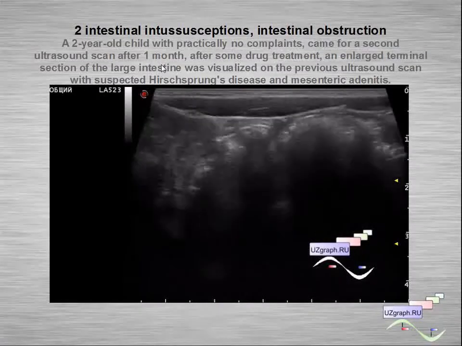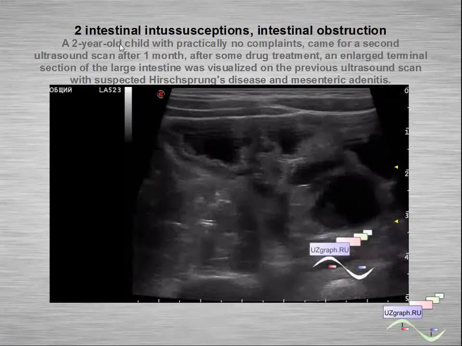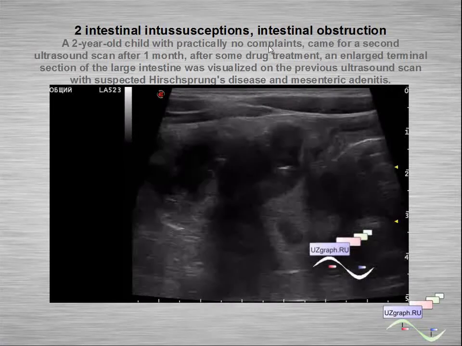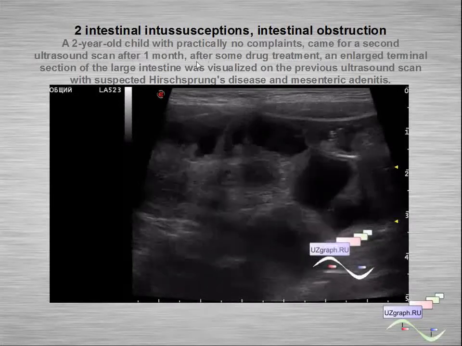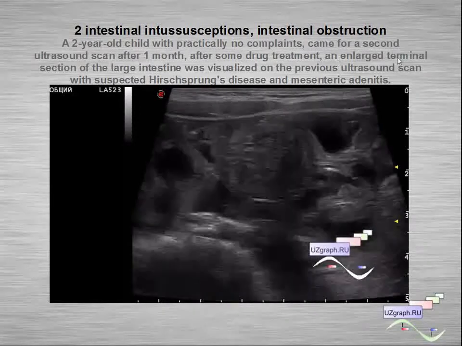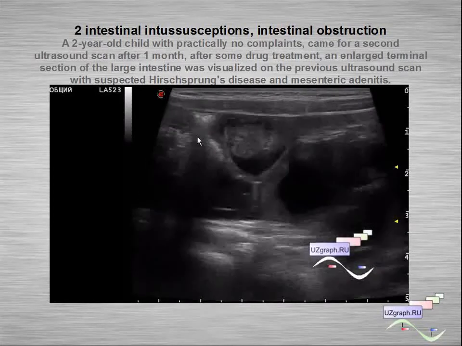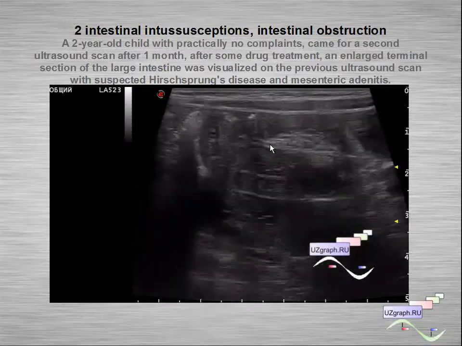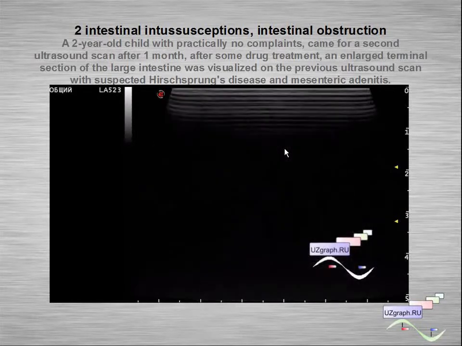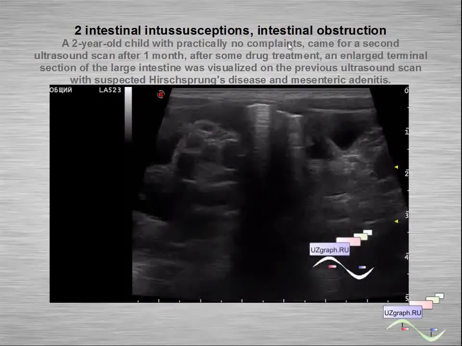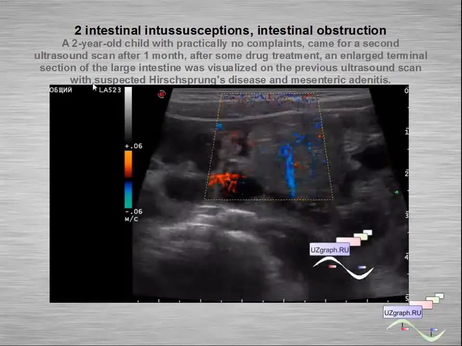And this is another case, a 2-year-old child, practically with no complaints, who came for a second ultrasound scan 1 month after some drug treatment, and we can see enlarged dilated loops of intestine with anechoic content and target sign, intestinal intussusception, which causes intestinal obstruction. At the previous ultrasound scan Hirschsprung disease was suspected.